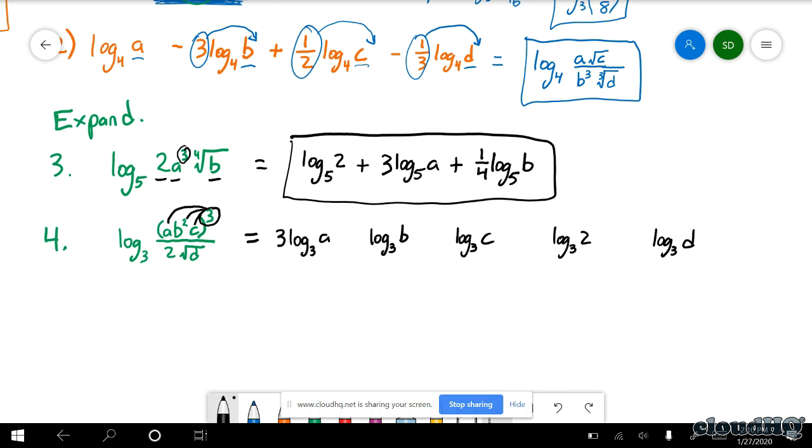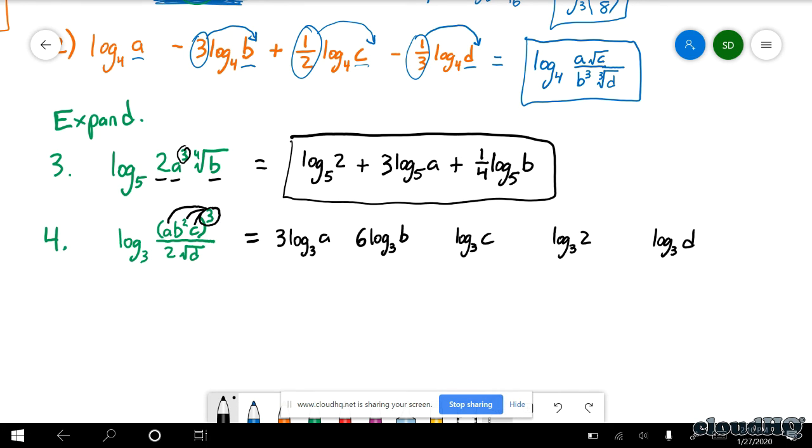Look at the B. Notice the B already had an exponent of 2, and then I brought the 3 to it. What is that exponent now? What does it actually become? It becomes a 6. You would have to multiply those together. So it's B to the 6th. So you have a coefficient of 6 in front of that log.